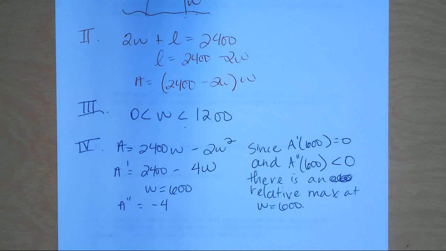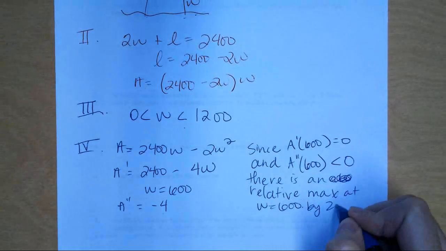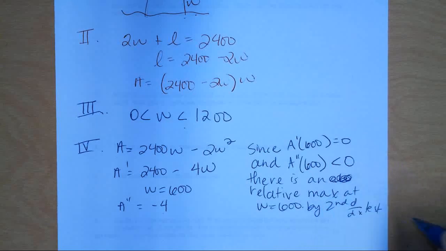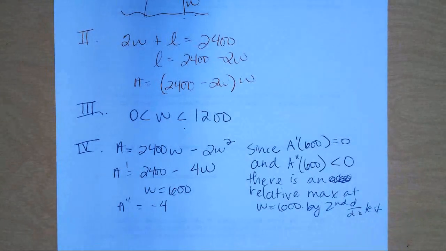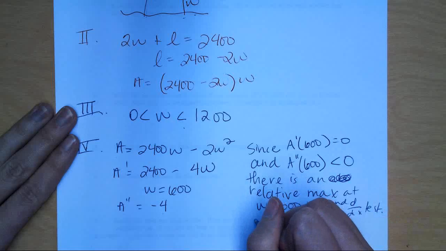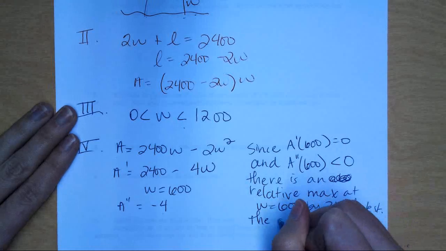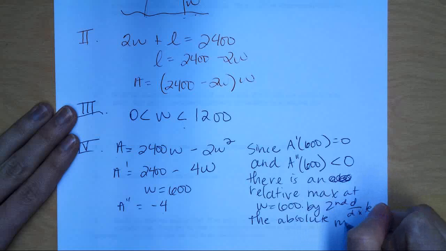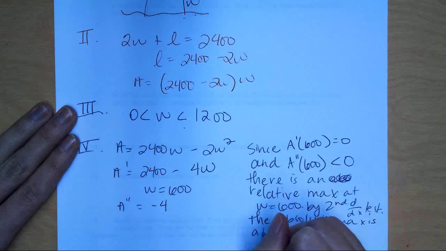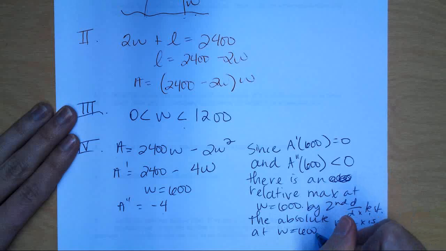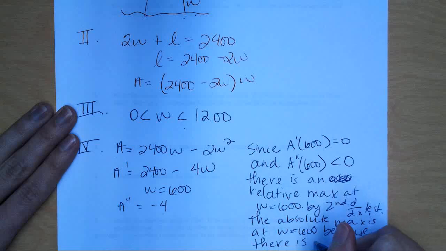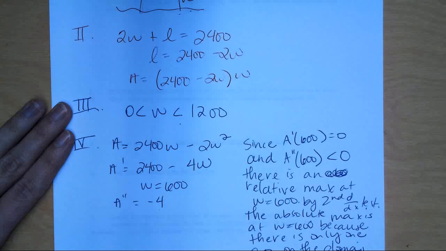Now we've justified, we could say by the second derivative test if you want. You should write it out. I'm just shorthanding it here. So we've justified that it's a relative max. Now we have to argue our way to an absolute max. So we could say the absolute max is at W equals 600 because there's only one critical point in the domain. You could also say critical number.